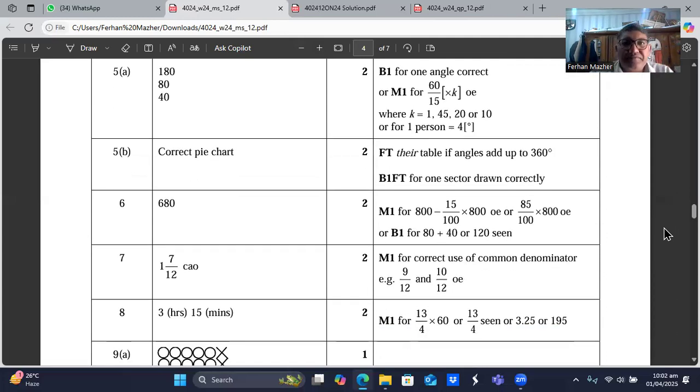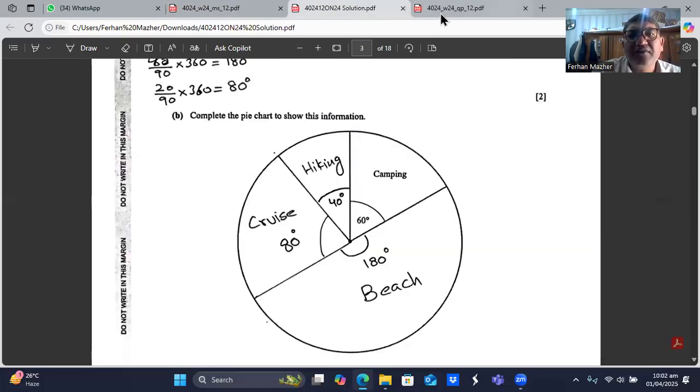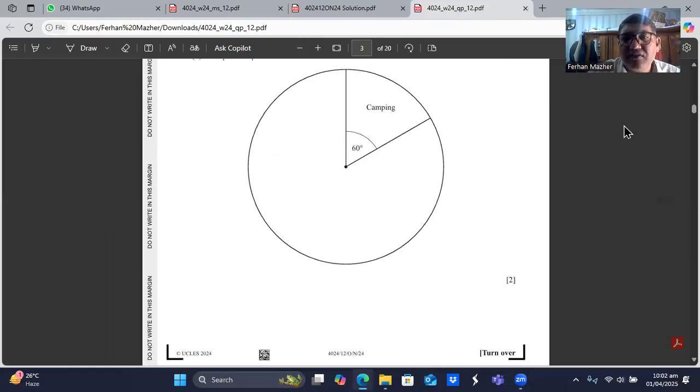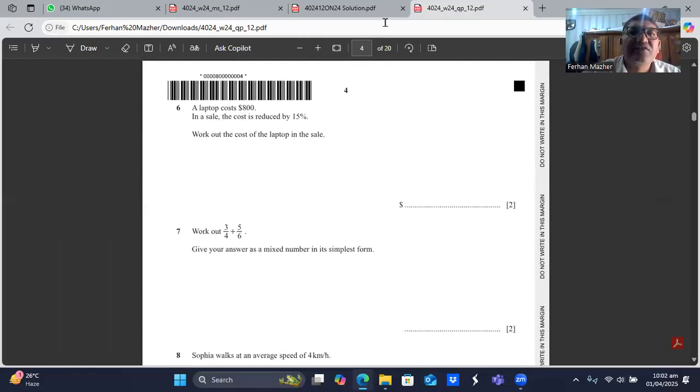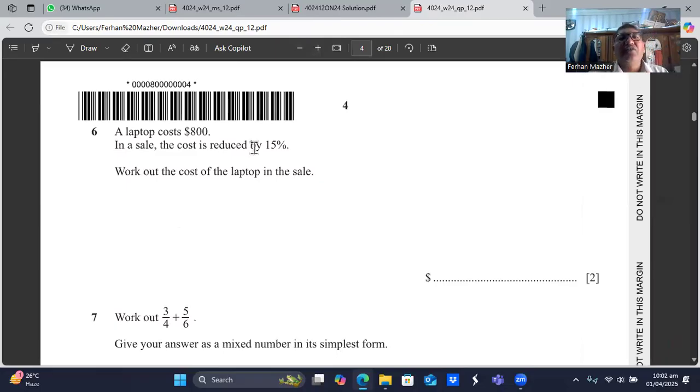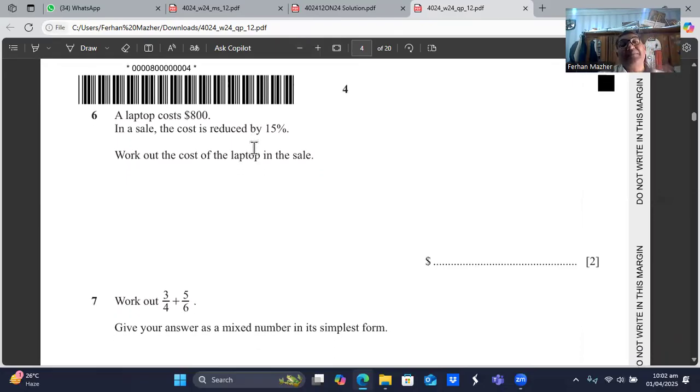We are done with question number 5. So let's go to the next question. This is question number 6 coming up on your screen. Question number 6 says, a laptop costs $800. In a sale, the cost is reduced by 15%. Work out the cost of the laptop in the sale.